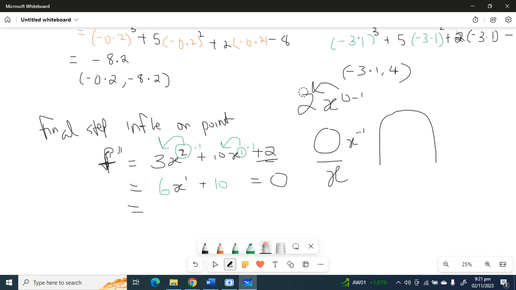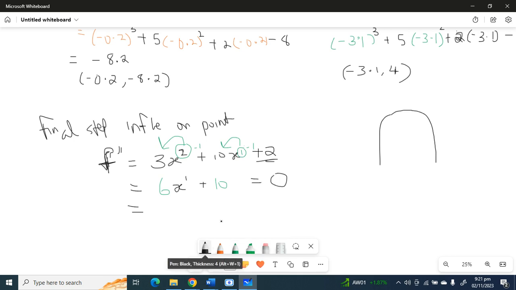In your workings, you do not need to show this. You just show the new answer. All right, so let's see. We have to solve for x. So we say 6x. We take 10 over the other side, becomes negative 10 divided by 6.